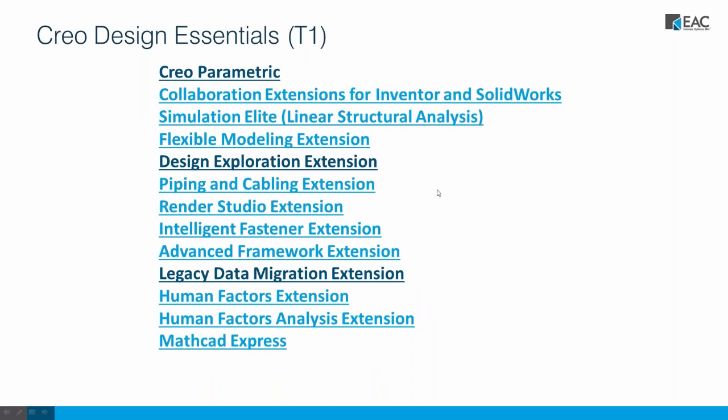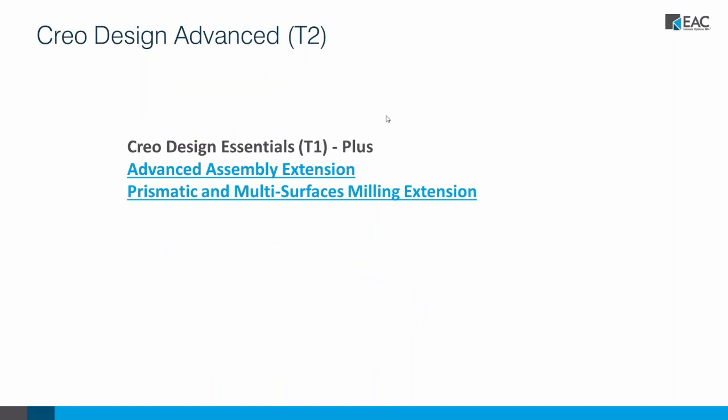So that's T1. T2 is T1 plus the advanced assembly extension. All right, so now we have the capability of doing copy geoms and published geoms and skeletons and process assemblies and things like that. Also included is prismatic and multi-surface machining. So that's 3-axis milling with 4 and 5-axis positioning, all added into the Tier 2 module bundle.